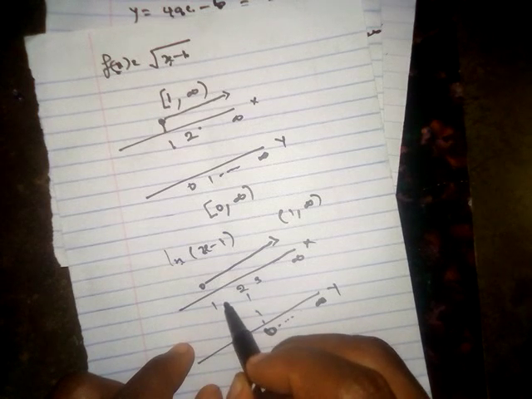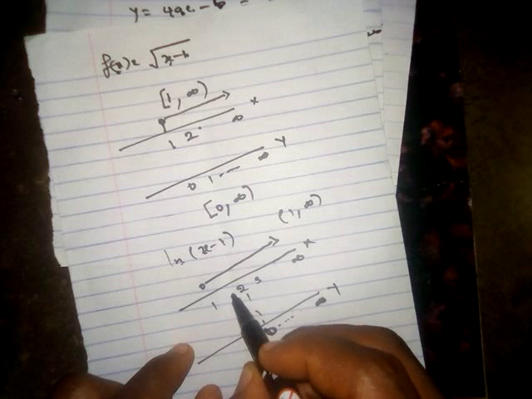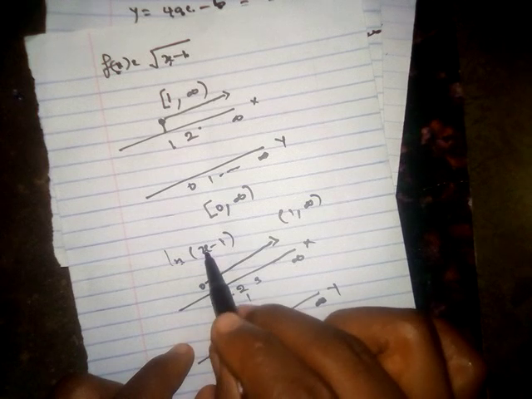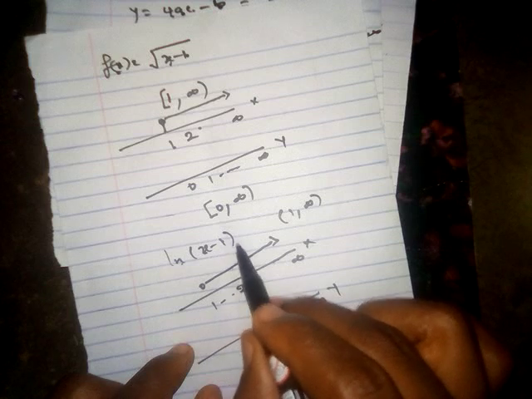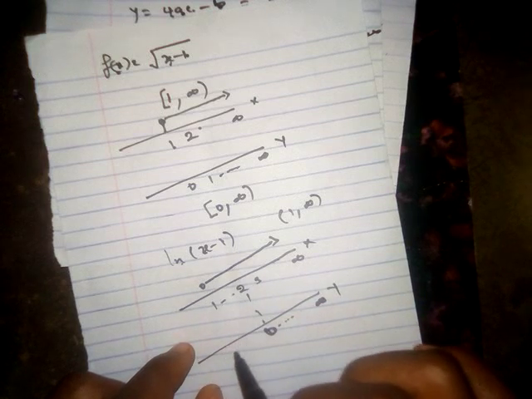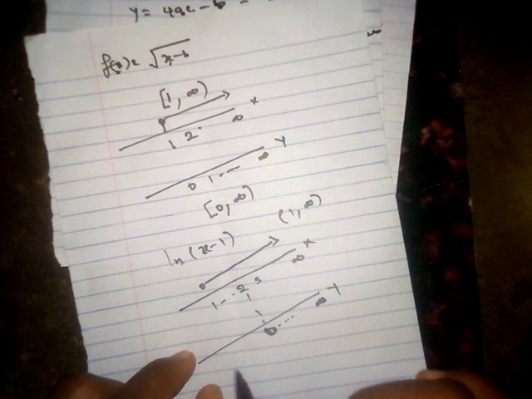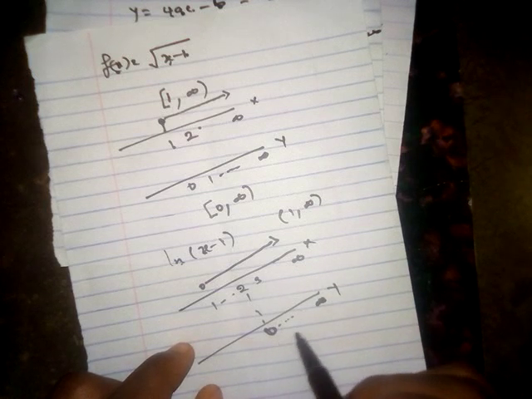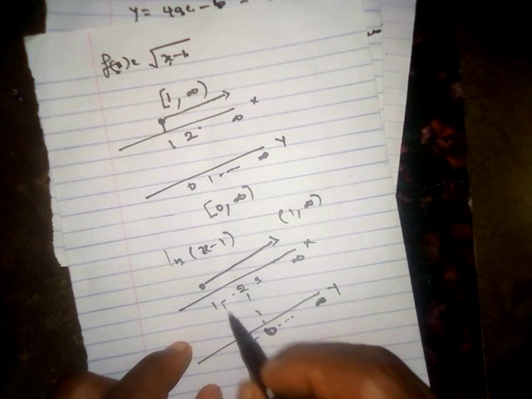Now also observe that if I pick a value before 2, let us say 1.1, then 1.1 minus 1 will give me 0.1. Now ln of 0.1 will give me a negative value. So the negative values lie between here.